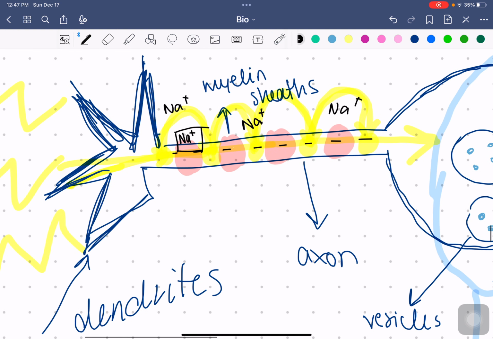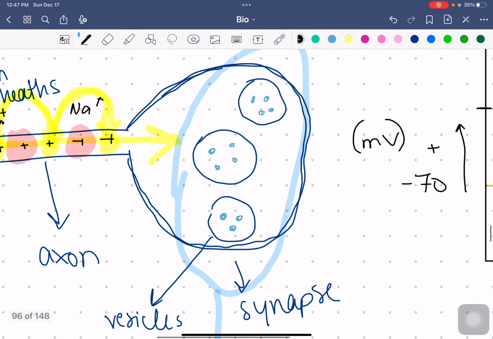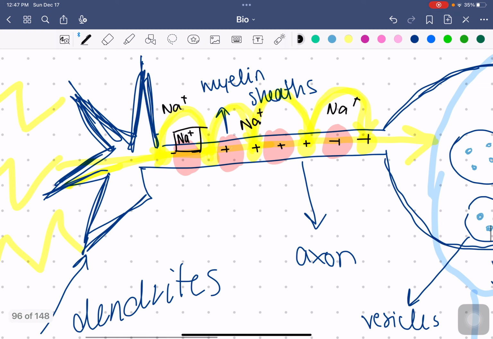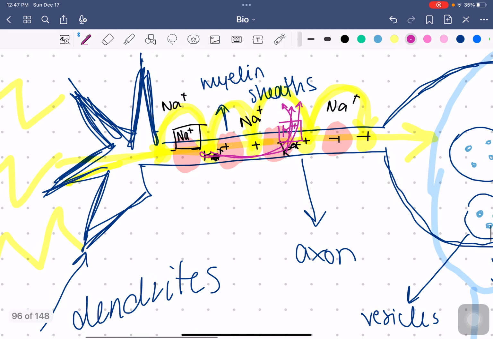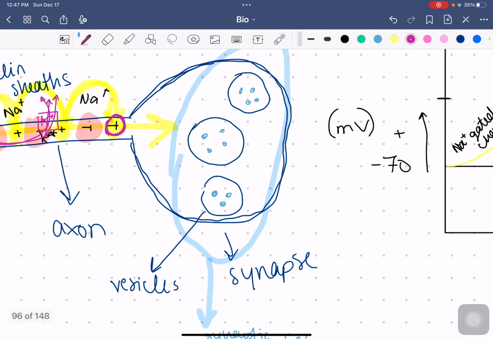After the Na plus all come in, it's going to become more positive inside, which is the phase of depolarization that we saw. So now we're going to have our K plus. Before this, our K plus were in here. Now we're going to have our potassium channel, and the potassiums are going to leave the neuron because we want to make it negative again. We don't want it to be more positive. We want it to be less positive.